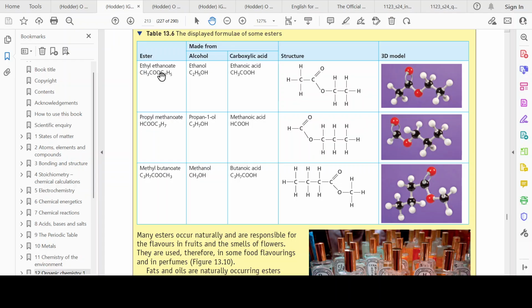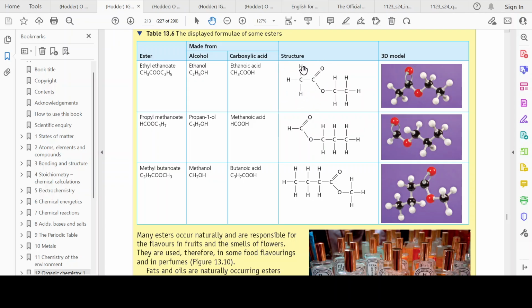So we've got ethyl ethanoate. The ethyl part is coming from ethanol, which is the alcohol. The ethanoate is coming from ethanoic acid. And as a displayed formula, this is what it looks like. In terms of writing its molecular formula, the acid part comes first, and in its displayed formula, also the acid part. This is the acid part.